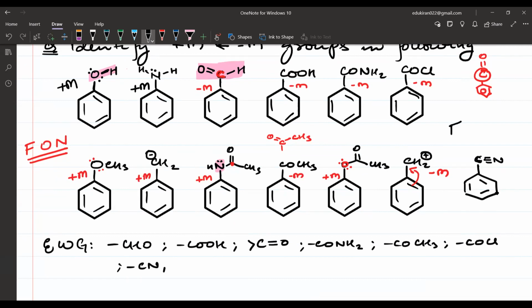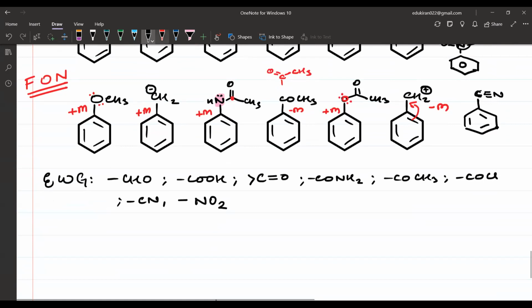Similarly you have the NO2 group, that is also electron withdrawing because nitrogen double bond oxygen here and single bond oxygen. So nitrogen is the key atom connected to oxygen via multiple bond. So you'll have NO2 also as an electron withdrawing group. What does EWG mean? -M, okay? And what will come in the plus M group?